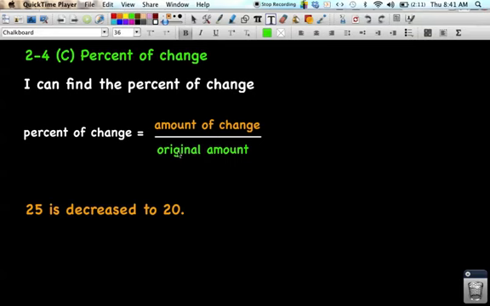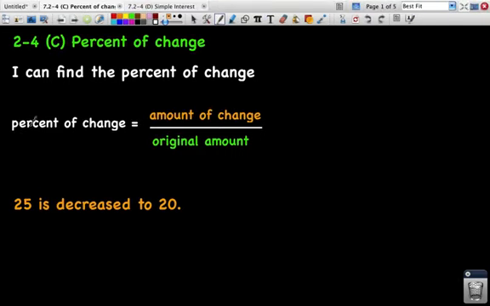Okay, hello everybody, and this is the third video for lesson 2.4, and we're going to be talking about the percent of change. Okay, so for the percent of change, we're just going to use this formula right here, and this formula is the amount of change over the original amount. So here's what I mean by that.